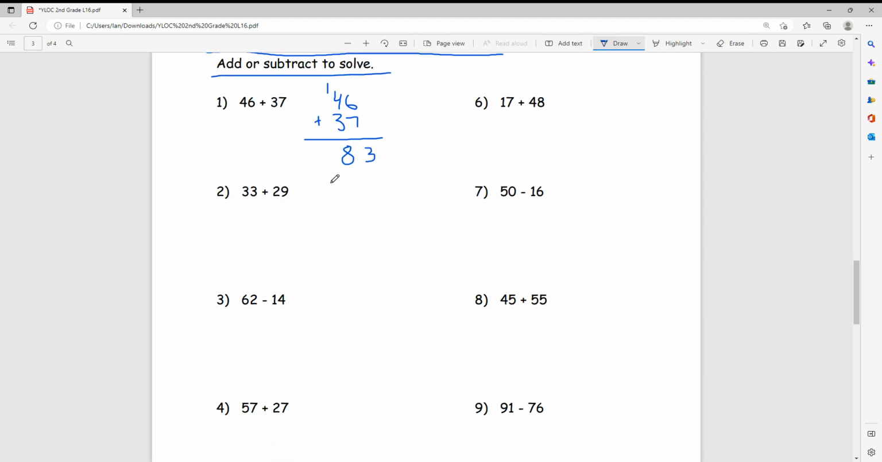Number 2, 33 plus 29. So 3 plus 9 equals 12, and we write the 1 up in the tens place. 3 plus 2 equals 5, plus the 1 equals 6. 62.